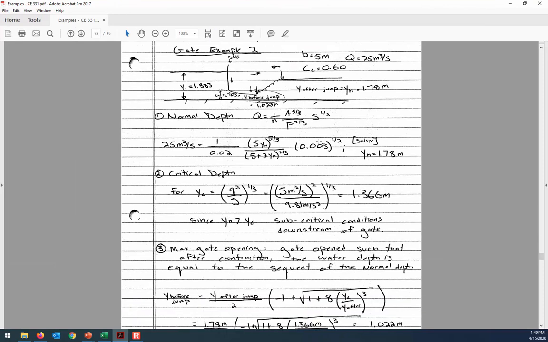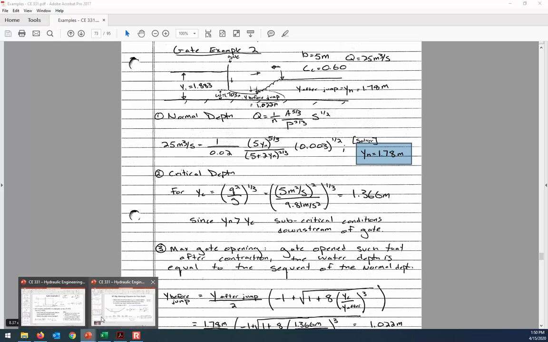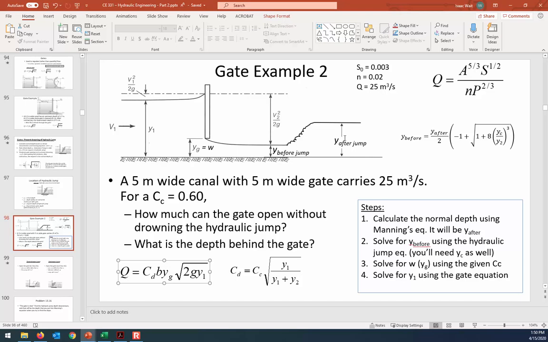What we have is the normal depth calculated with Manning's equation. I substitute in the flow rate that's known, and the n value of 0.02. The area is just going to be 5 times the depth. The wetted perimeter is 5 plus 2 times the depth because it's rectangular: the bottom width and 2 times the sides, which is the normal depth. And you can see that the slope is also in there. If we put it into the solver, we find the normal depth is 1.76 meters. And so we're saying that the flow after the jump is 1.76 meters.